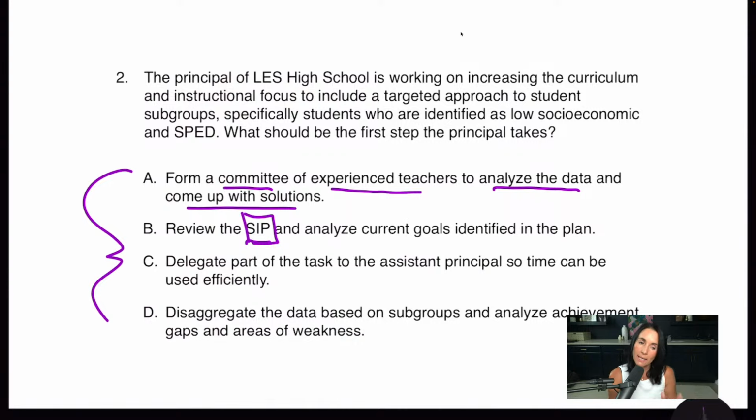Every school has to do it. So I like the school improvement plan. I'm going to keep B. C, delegate part of the task to the assistant principal so time can be used efficiently. All right, I had somebody ask me about this.